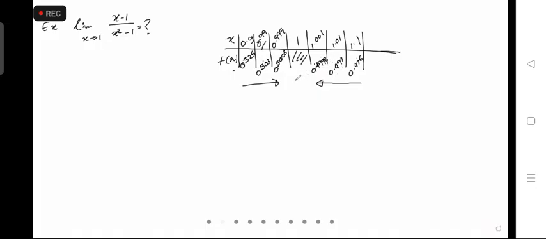So you can assume what value it is going to converge to. So it should be 0.5. This comes to the value of 0.5. So the limit of this function when x approaches 1 is 0.5. By looking at this table, you can actually assume that.